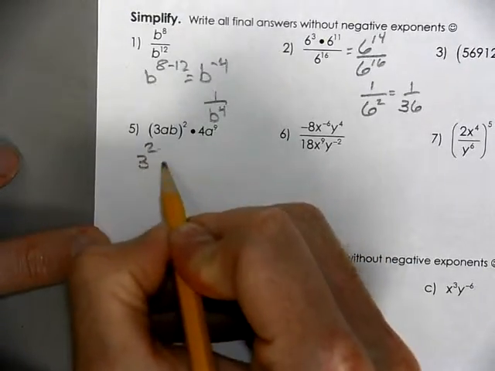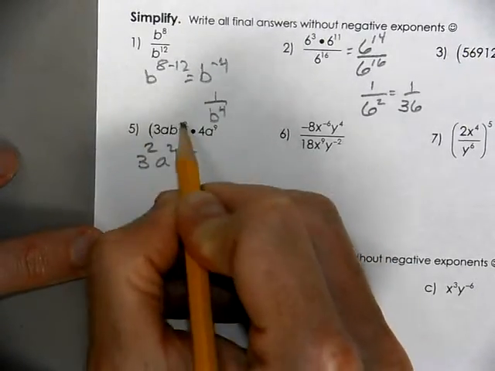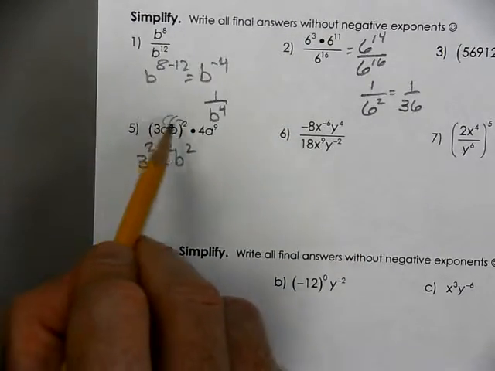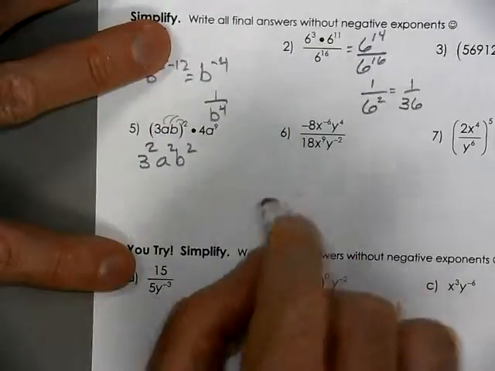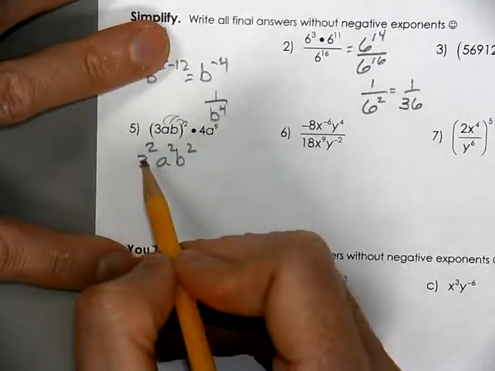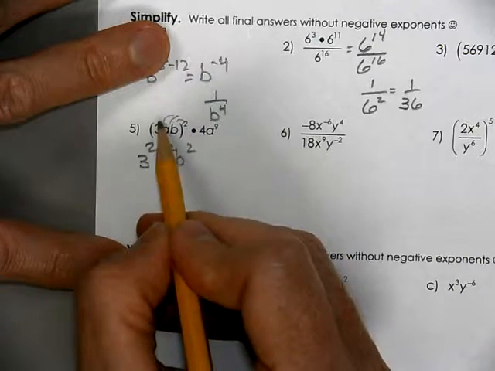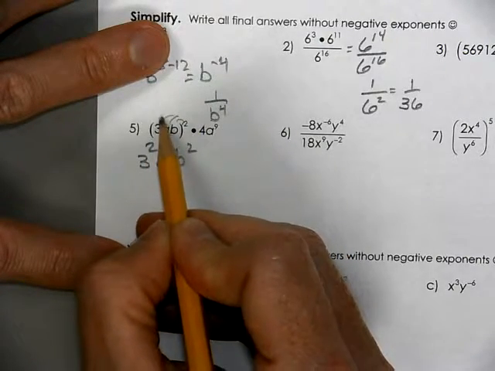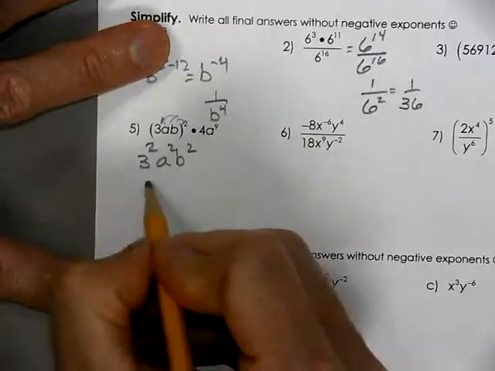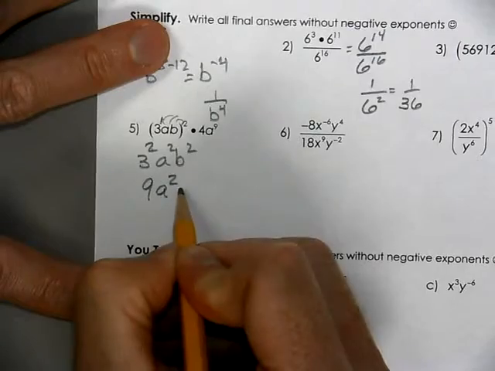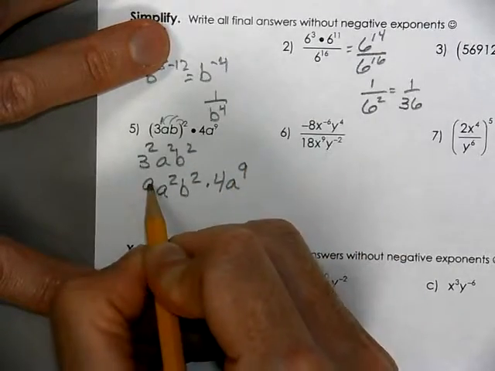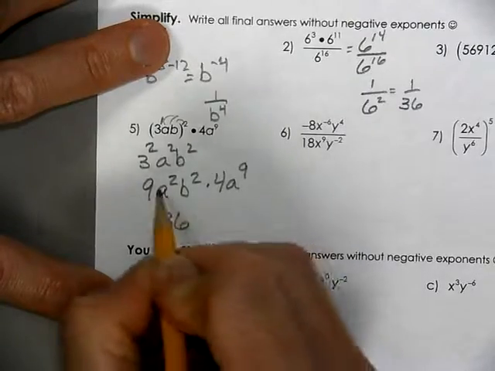Here you would have to distribute the 2 to all of the exponents. Notice this is not 3 to the 2nd power. I'm sorry, this is not 3 times 2, which is 6, but it's 3, which has an exponent of 1. So it's 1 times 2, which is 3 to the 2nd power. So 9 times 4 is 36.